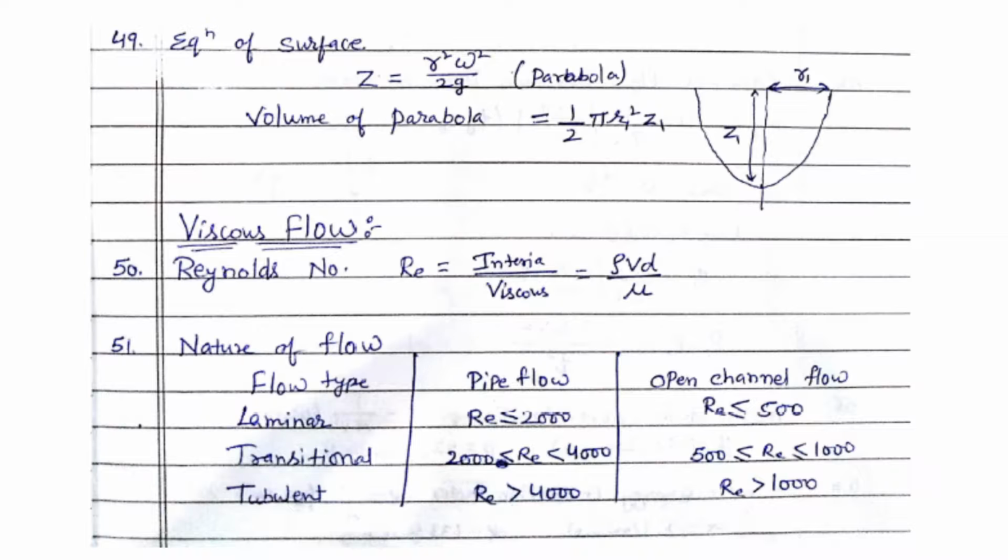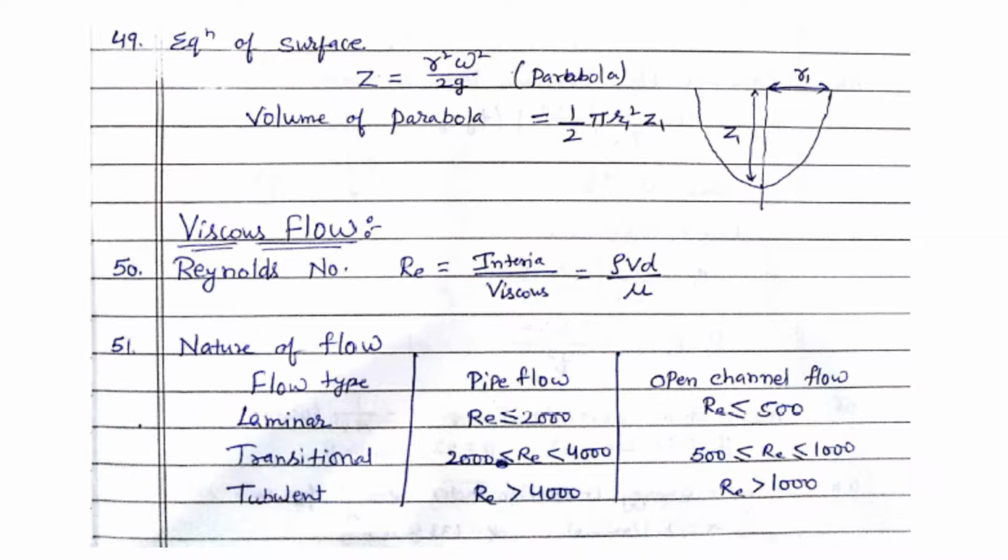Now, viscous flow. The flow is characterized by the Reynolds number, and the Reynolds number is inertia forces over viscous forces, and the value of Reynolds number is rho Vd upon mu. Mathematically, rho is the density, v is the velocity, d is the characteristic length, and mu is the dynamic viscosity.